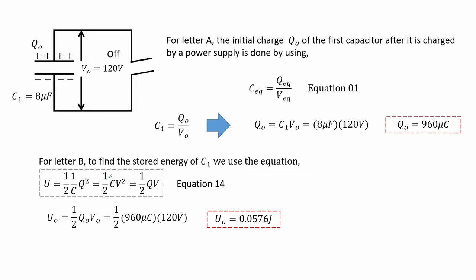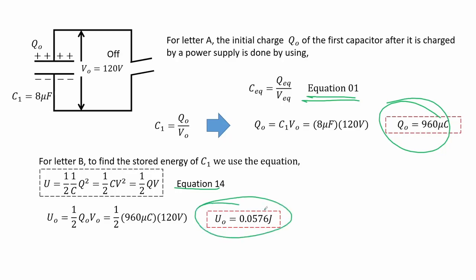For letter A, the initial charge Q0 of the first capacitor after it is charged by a power supply is found by using equation 1. We get that it is 960 microcoulomb. For letter B, to find the stored energy of C1 we use equation 14 and we get that the initial potential energy is 0.0576 joules.